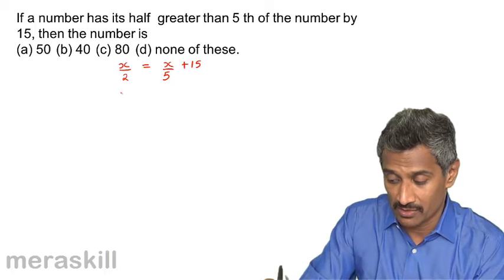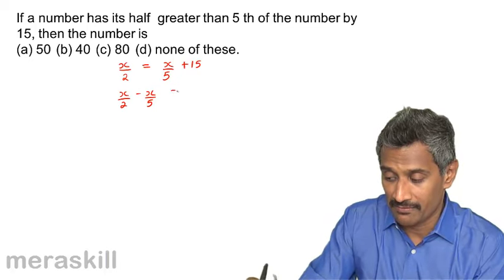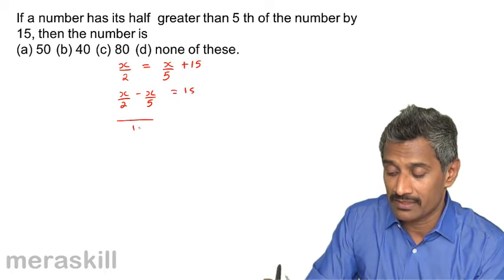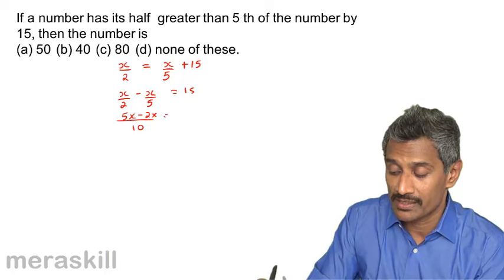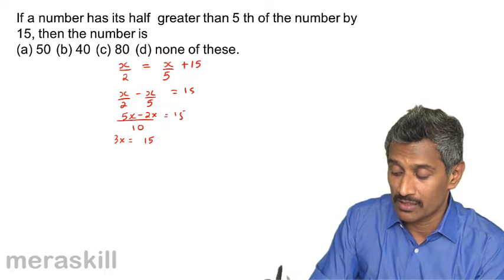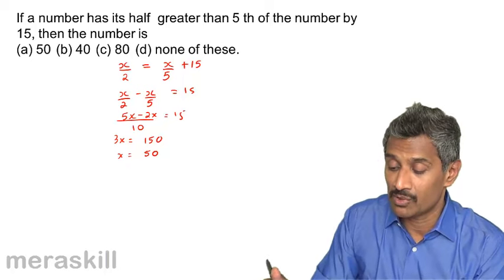So we collect this to this side and you get x by 2 minus x by 5 is equal to 15. Take the LCM. LCM of 2 and 5 is 10. 10 by 2 is 5, so 5x. 10 by 5 is 2, minus 2x is 15. So we have 3x is equal to 150. So x is 150 by 3, that is 50. And hence we have the number as 50.